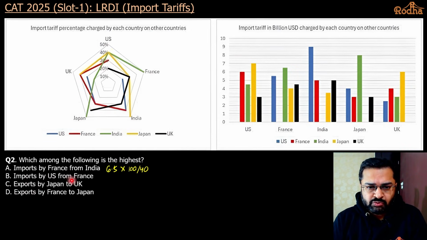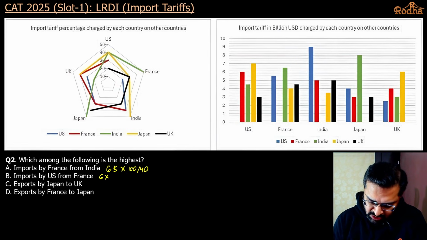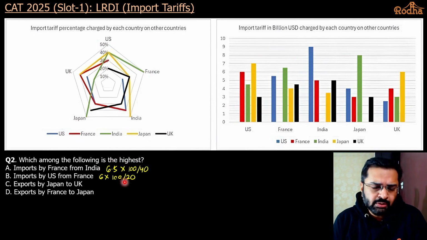Now imports by US from France. US, where is France? This red one. So this is US, France. How much is this? This is 6. So I'll write just 6 here, right? Where would I go now? This blue bar, US. And where is France? This is France. How much is this? This is 20%. You can see this 10, 20. Blue, this blue line, and this is France, right? So this is where we're looking at. So this is how much? 6 into 100 by 20. You can compare them without writing as well, but I'm writing all the 4 values. This is pretty simple. We'll not calculate, we'll just compare.